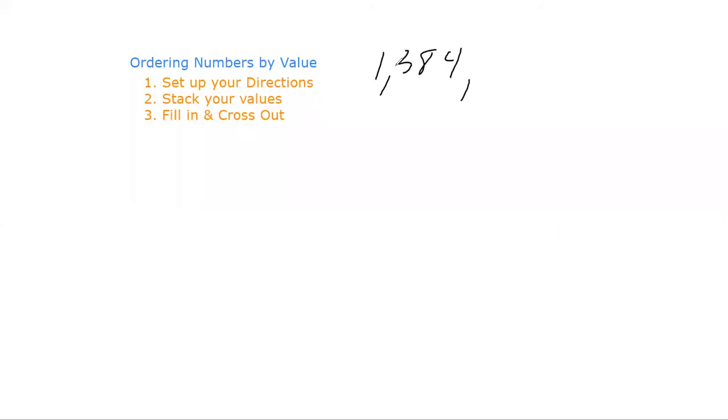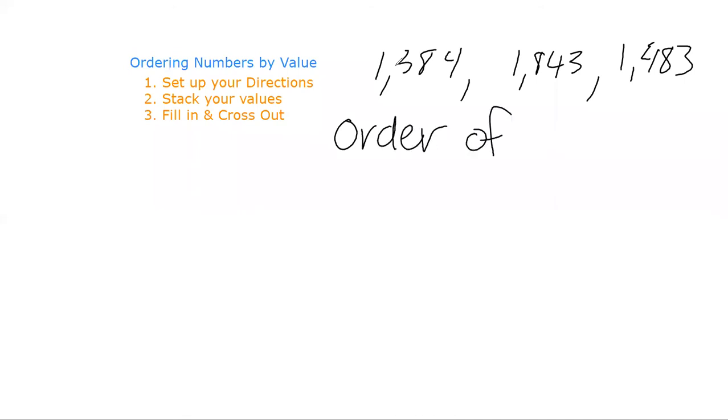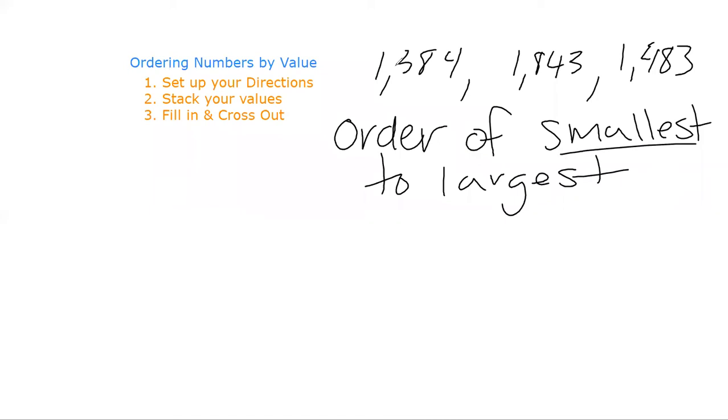Let's go 1,384. Let's go with 1,843. Go 1,483. Let's go with these three numbers. And this time, let's go with the idea of putting them in order of smallest to largest. Now this can be tricky because there's a lot of different vocabulary.